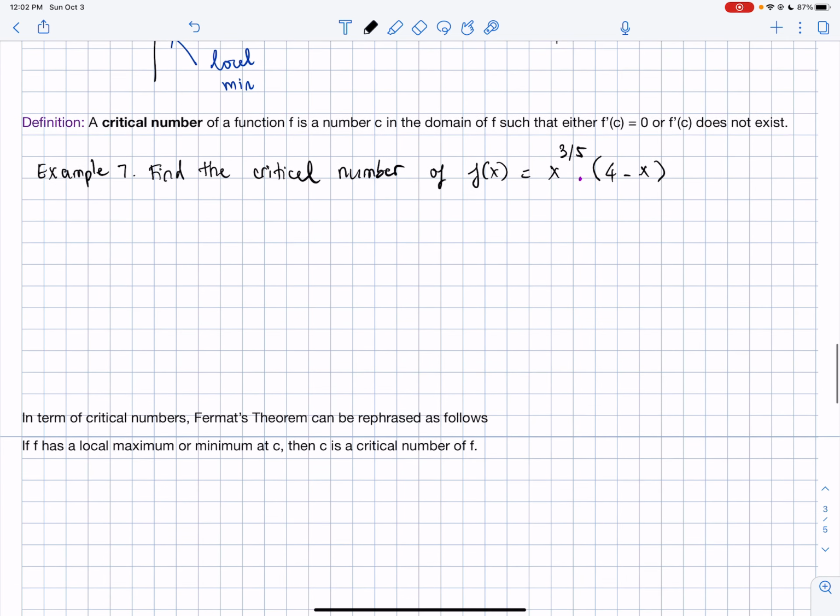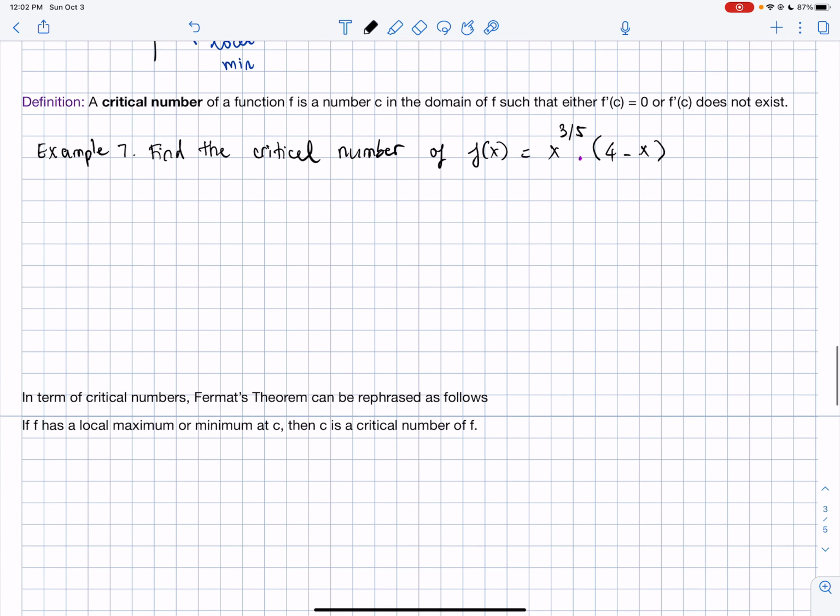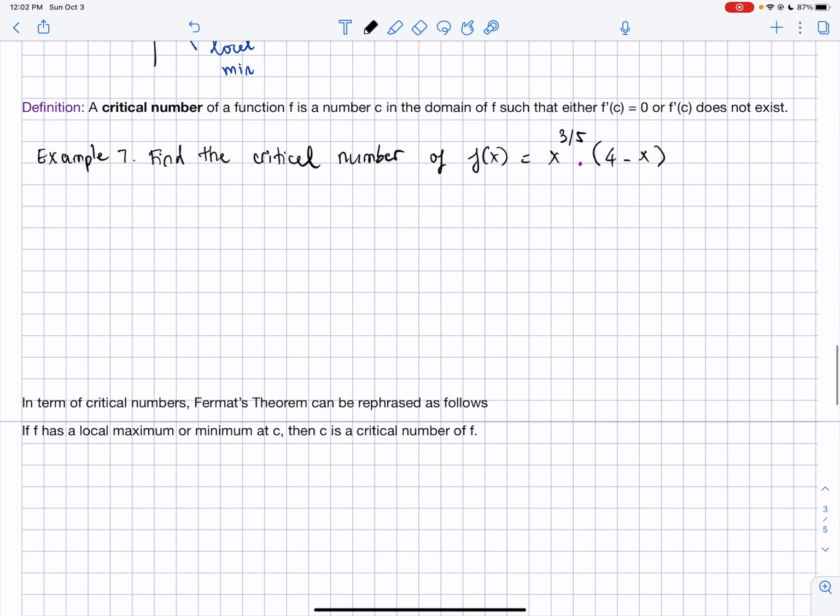Definition: a critical number of a function f is a number c in the domain of f such that either f prime of c equals 0 or f prime of c does not exist. We want to find the critical numbers for the function f of x.